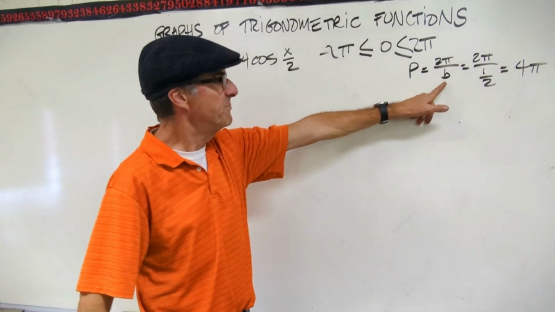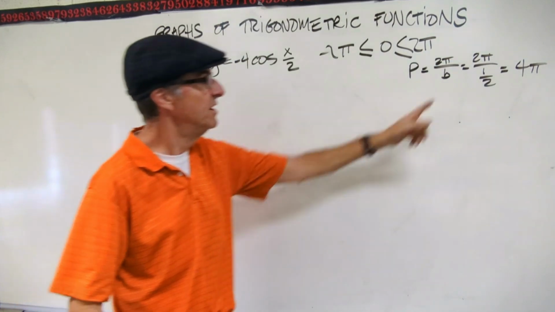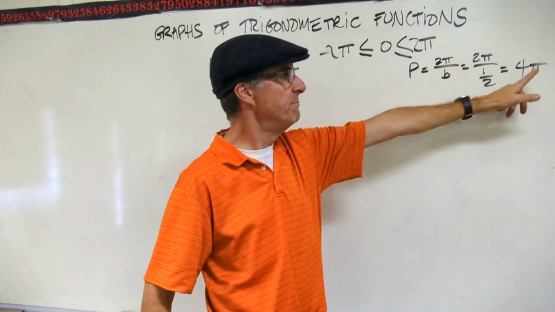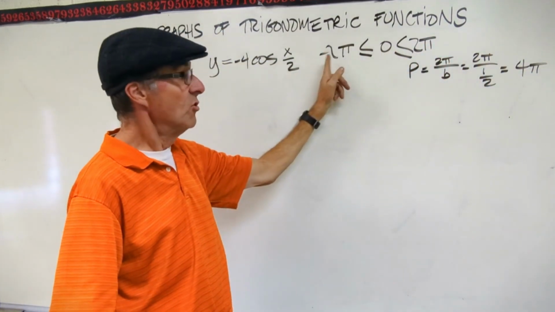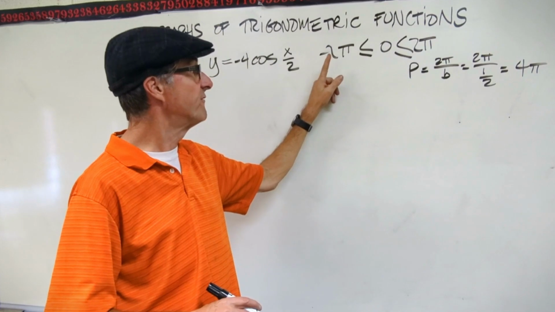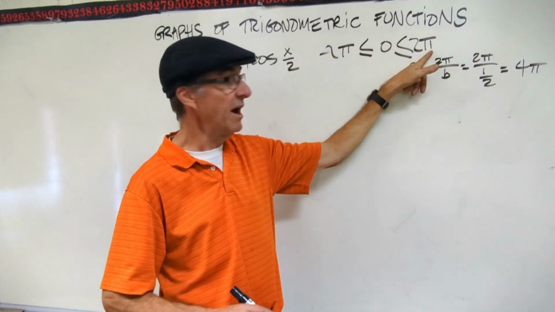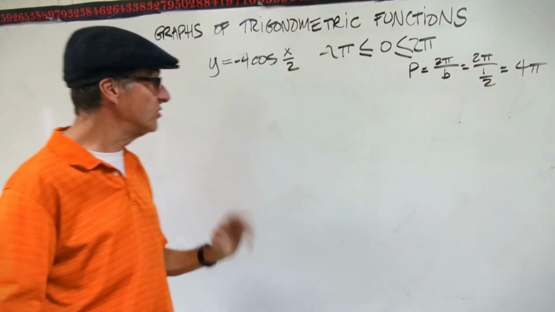So when I do that, my b is 1/2. X over 2 is like x times 1/2. So 2 pi over 1/2 makes 4 pi. Now check out our range. We're not going to graph a full period of this function because we're only going from minus 2 pi to 2 pi. The full period is 4 pi. So we're going to get a partial graph here.